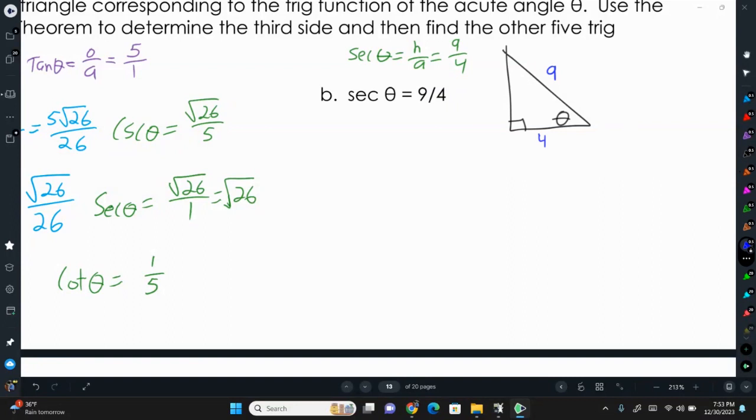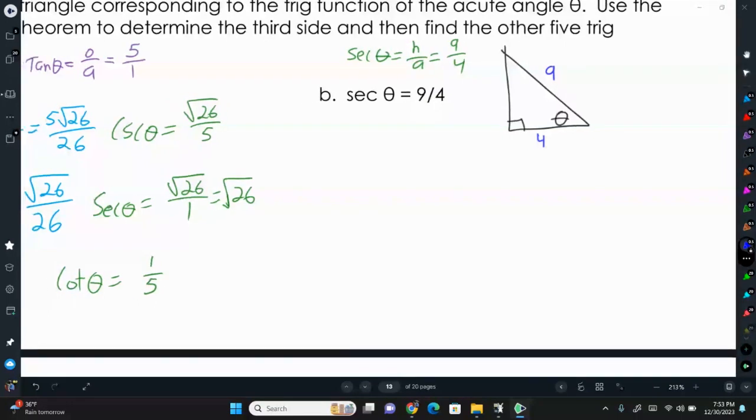So I'm going to ask you to pause the video and find the remaining side using Pythagorean theorem, and then give me the 6 trig ratios. So pause it and try that. Once you're done, unpause it, and we can see if our answers match.